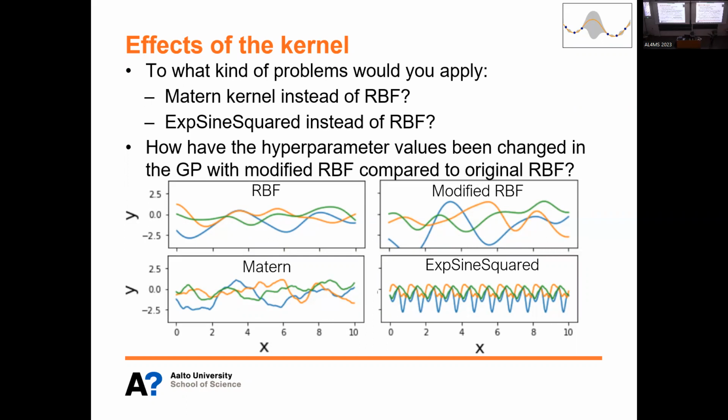And then when thinking about this exponential sine squared, what would you say? To what kind of problems would it be better than RBF? Oh, sorry, yes. It would be periodic. Yes, indeed. What I'm trying to say here is that the choice of the kernel matters, because for example here for the periodic case, if the kernel is consistent with or fits together with your problem and your domain, then the model can fit better. You can learn it faster or more easily.